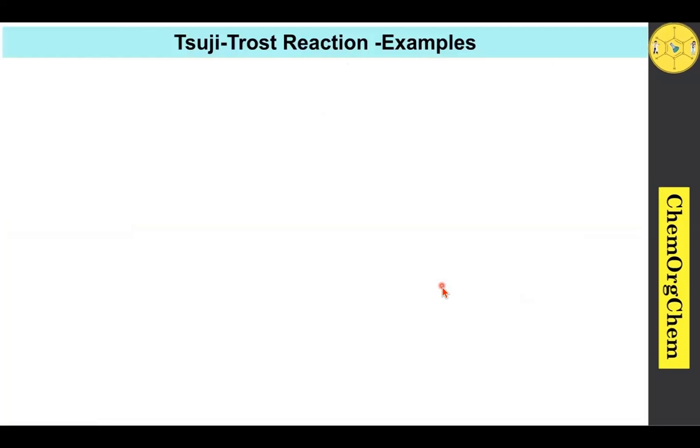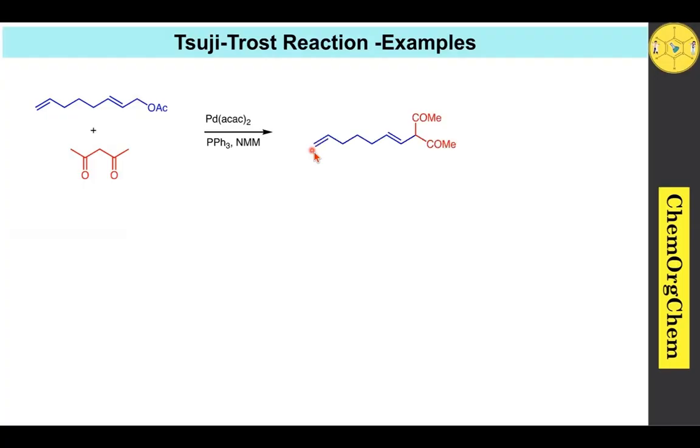So let's move on to examples based on the Tsuji-Trost reaction. This is the first example. Now you can see that the allylic acetate part is present. When we use palladium catalysis, it generates the corresponding pi-allyl palladium species, which readily reacts with this soft nucleophile. This is the active methylene compound. This particular carbon center attacks the terminal carbon, since the terminal carbon is preferred in palladium-catalyzed reactions, which produces the corresponding allylic substitution product.